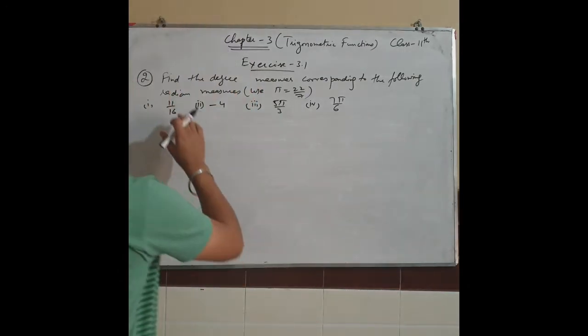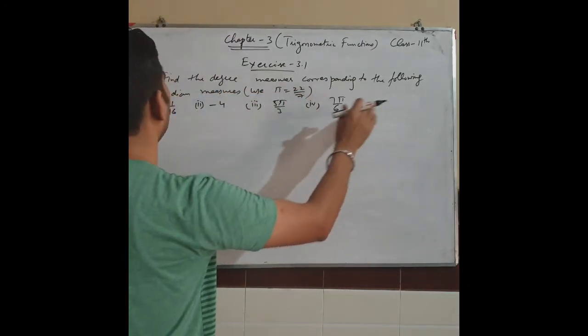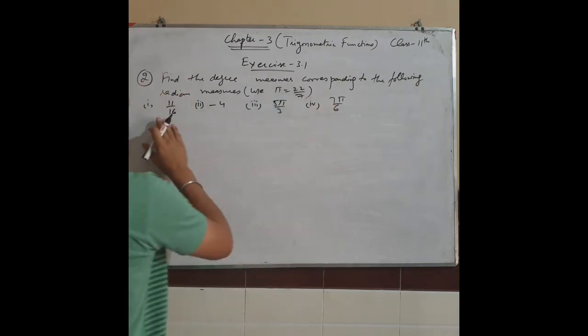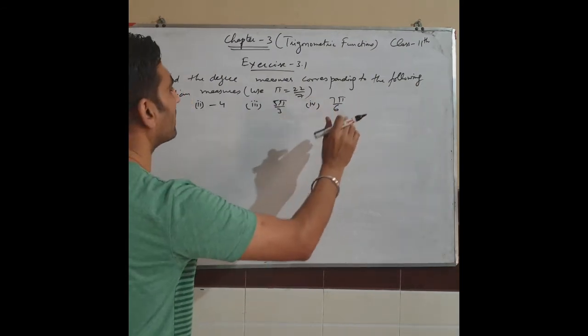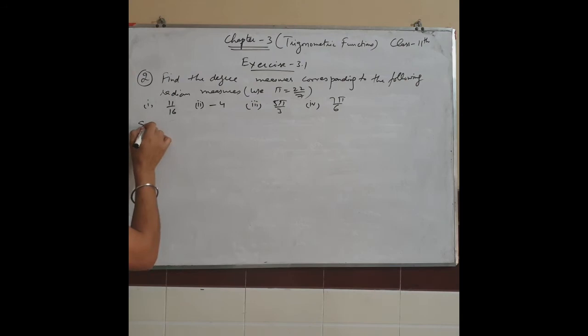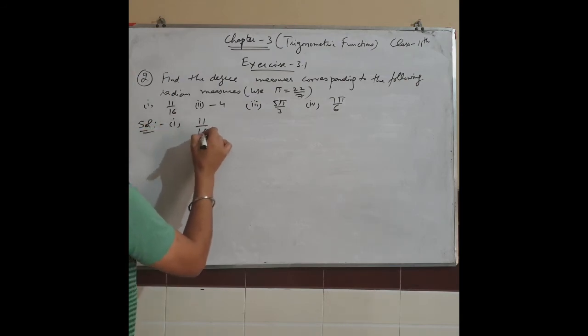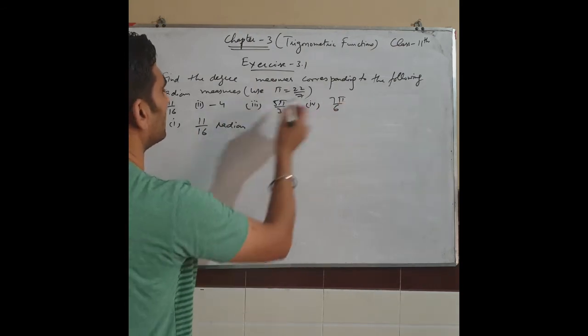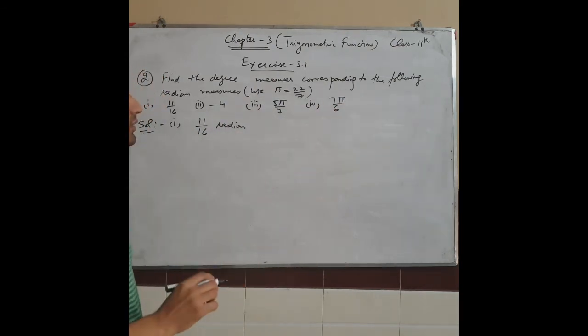See what is given. Find the degree measure corresponding to the following radian measures. Use pi as 22 over 7. And there are 4 different parts again given here. Let's start by writing the first part solution, okay. So the first part is 11 over 16, and it is in radian, because it is clearly mentioned. Now we have to convert this into degrees.